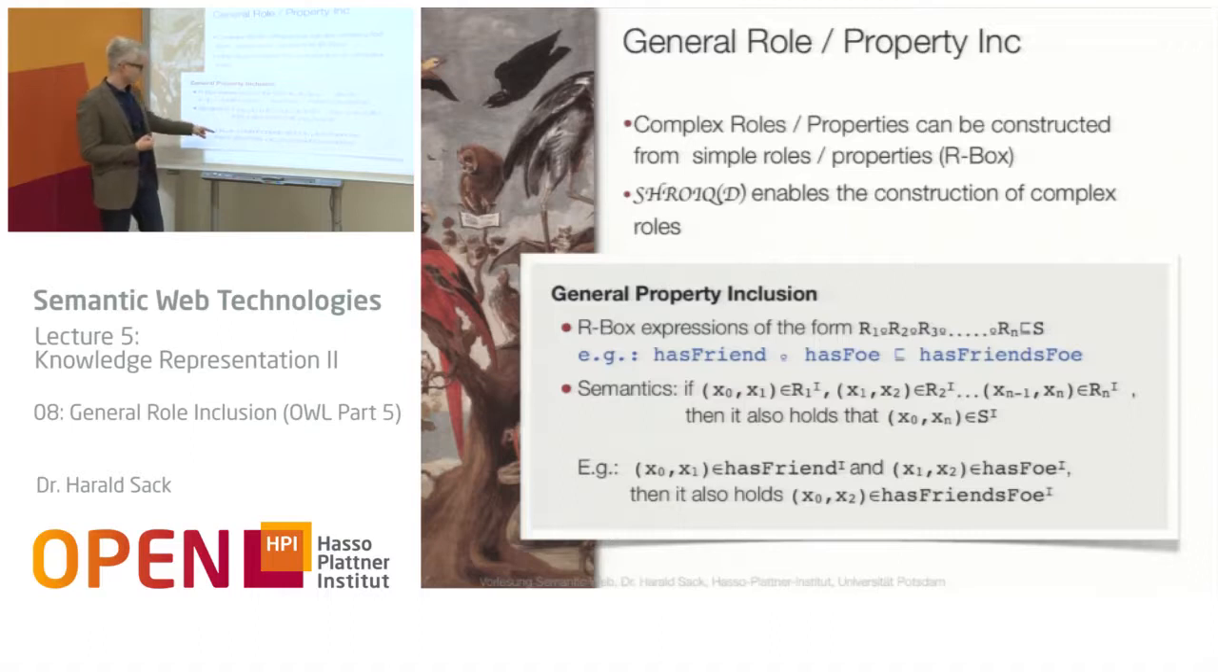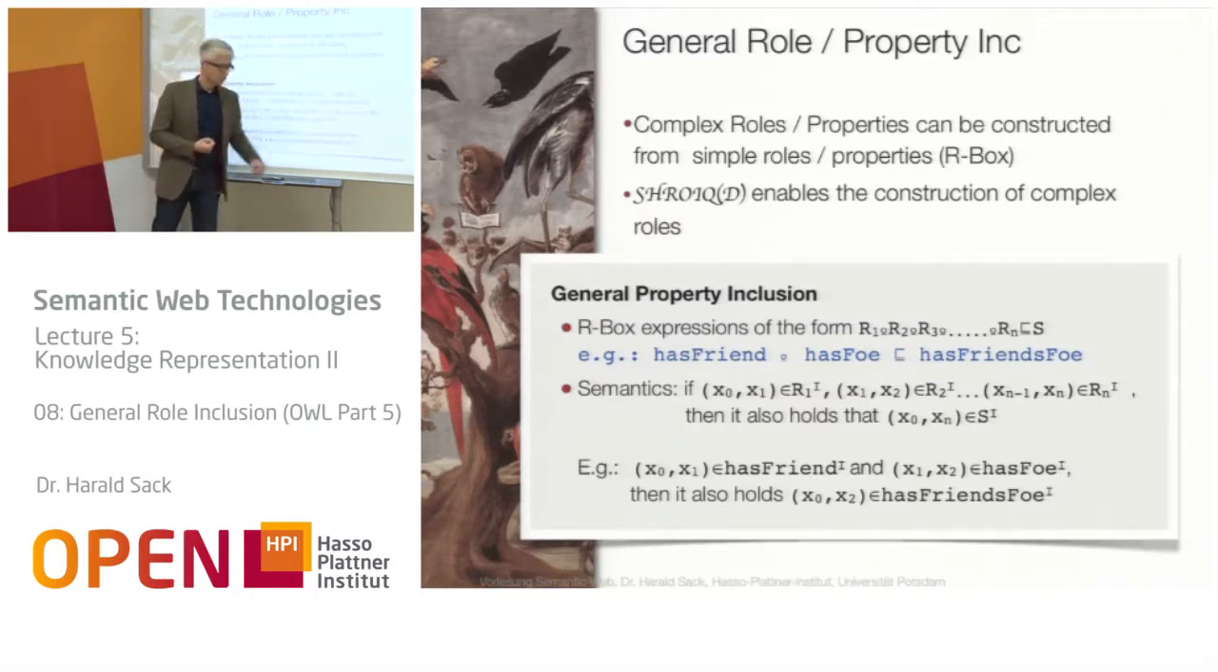You can do this also for our example with has friends foe. So for example, if x sub 0 and x sub 1 belong to the interpretation of has friend, and also x sub 1 and x sub 2 belong to the interpretation of has foe, then it also holds that the first one, x sub 0, and the last one, x sub 2, belong to the interpretation of has friends foe.